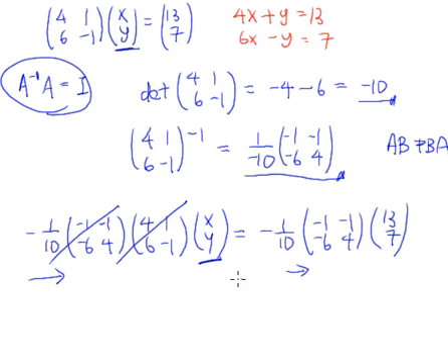Now we know that this is our xy equals to this, so all we have to do now is to work out our right hand side. Negative 1 over 10 is a constant, so we'll leave it alone. This is a simple matrix multiplication, so let us just quickly work it out. We have row multiplied by column, so negative 1 multiplied by 13 will give us negative 13, plus negative 1 multiplied by 7, that will give us negative 7.